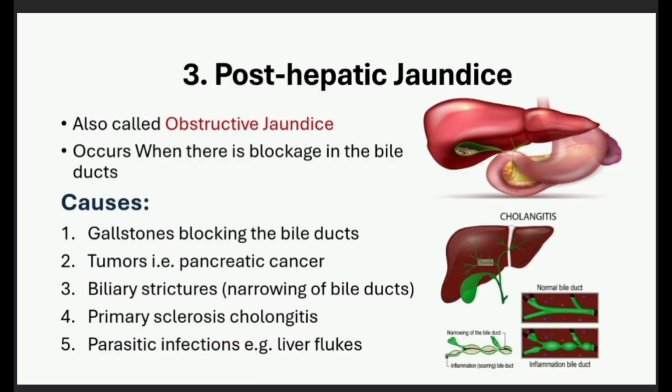Third type of jaundice is post-hepatic jaundice, also called obstructive jaundice, which occurs when there is a blockage in the bile ducts. Its causes are gallstones, which block the bile duct, tumors, such as pancreatic cancer, biliary strictures, narrowing of bile ducts, primary sclerosing cholangitis, parasitic infections, for example, liver fluke.